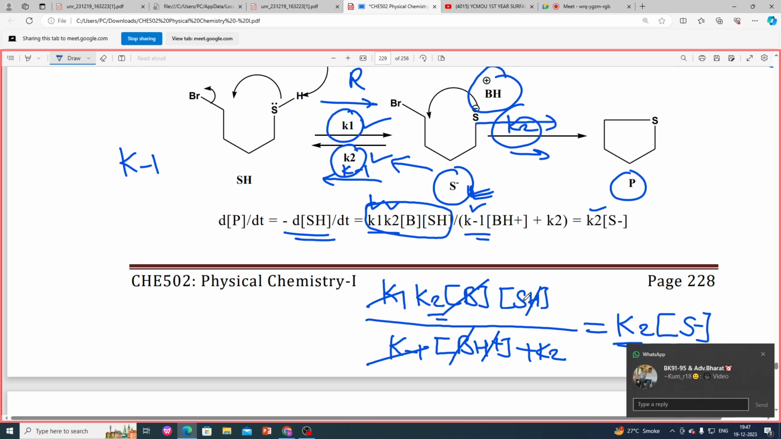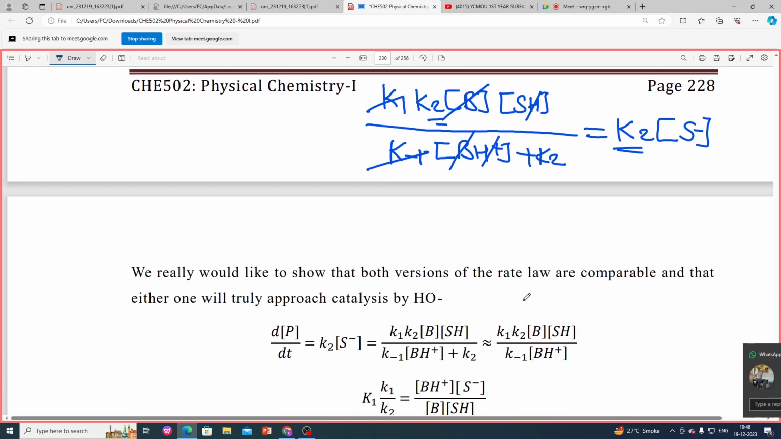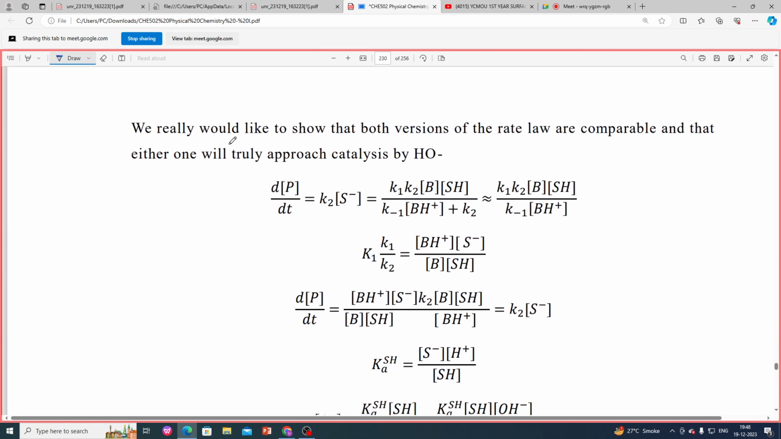तरह से आएगा. Here different equations are given. We really would like to show that both versions of the rate law are comparable and that either one will truly approach the catalysis of HO minus. ओके, तो कौन सा अप्रोच करेगा, दिया हुआ है देखो, the concentration of PDT which is equal to K2 concentration of S minus.